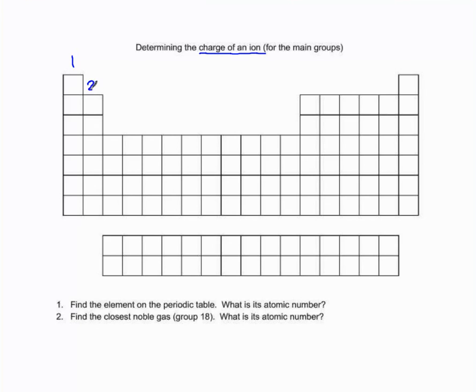Groups 1, 2, 13, 14, 15, 16, 17, 18. This video is not concerned with transition metals. That will be addressed in a different video. That's going to require more work that doesn't fit the pattern we're looking at today. So I was thinking about how to make it as simple as possible, and here's what I came up with.